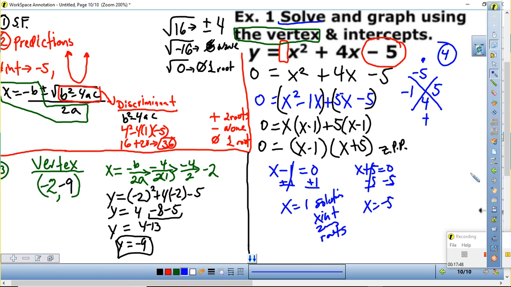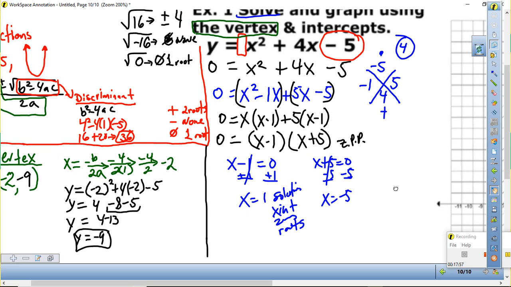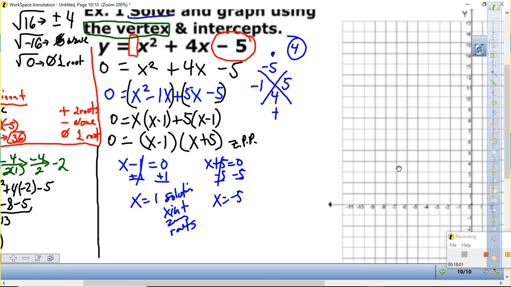Hurry up, hurry up, hurry up. Okay, let's graph this. Hurry up, guys. My goodness. Oh, there's some over there. Sure.